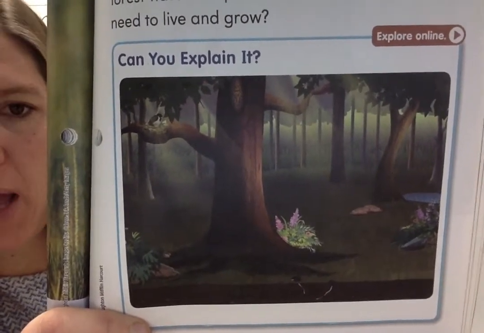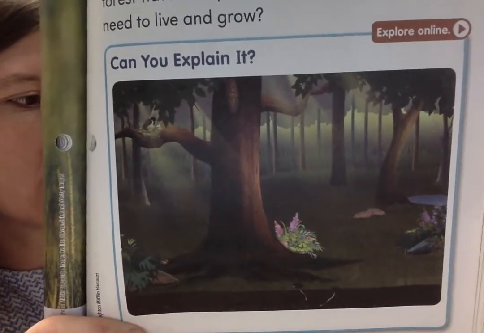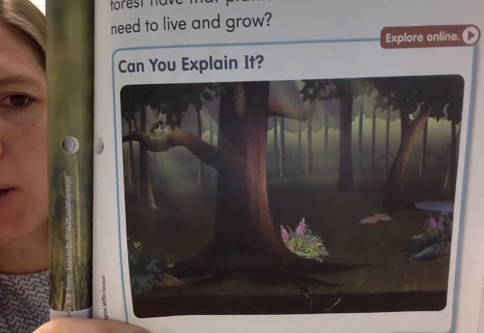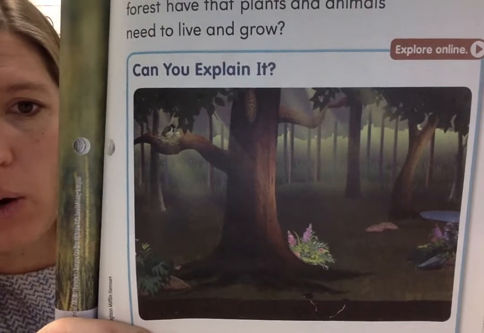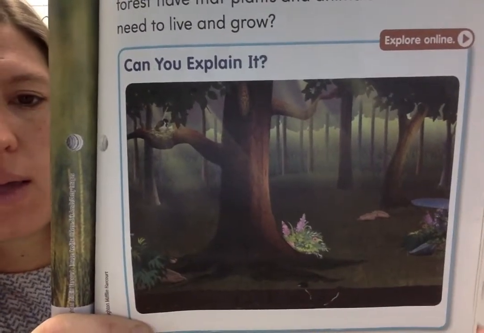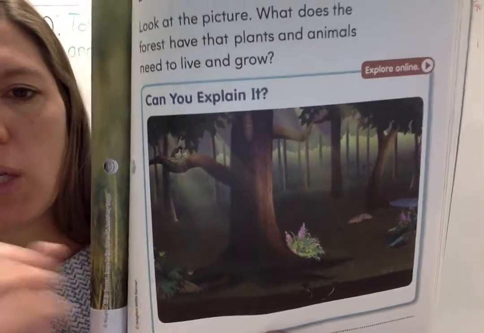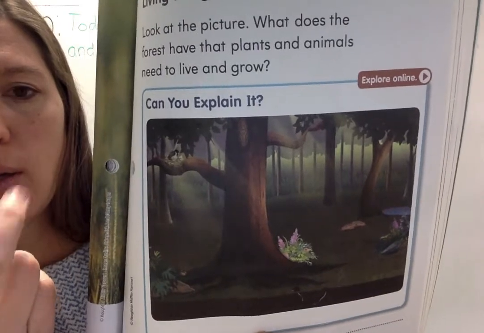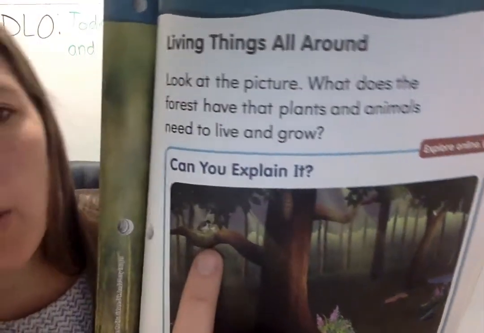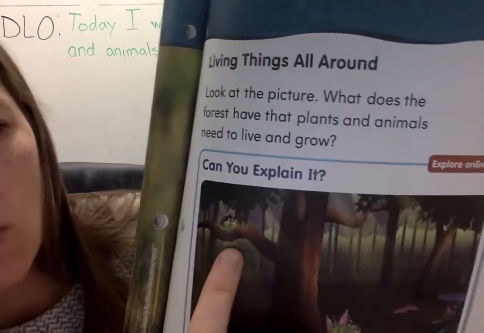What does the forest have that the plants and animals need to live and grow? In this picture, we only see a bird. So let's think about what that bird needs to live and grow, and how does the habitat of a forest help that bird live there? We know animals need food, water, air, and shelter. So I see the little bird breathing air out in the woods, forest I mean.